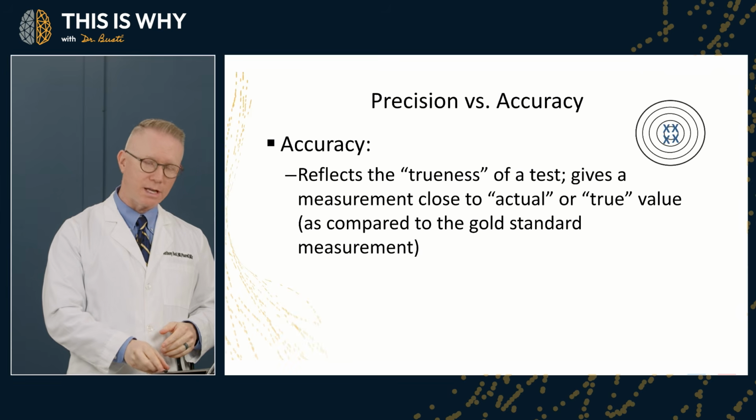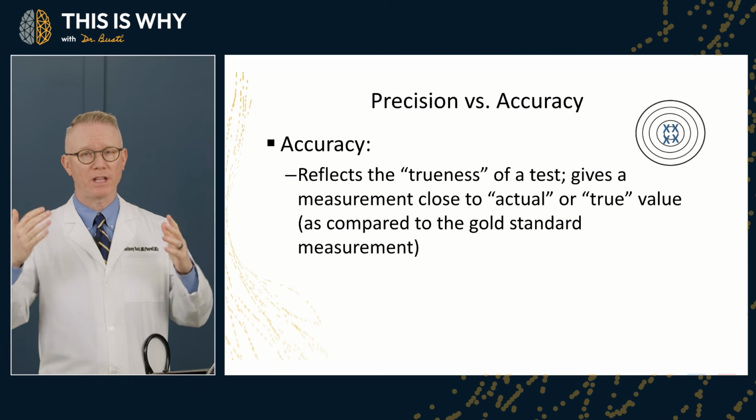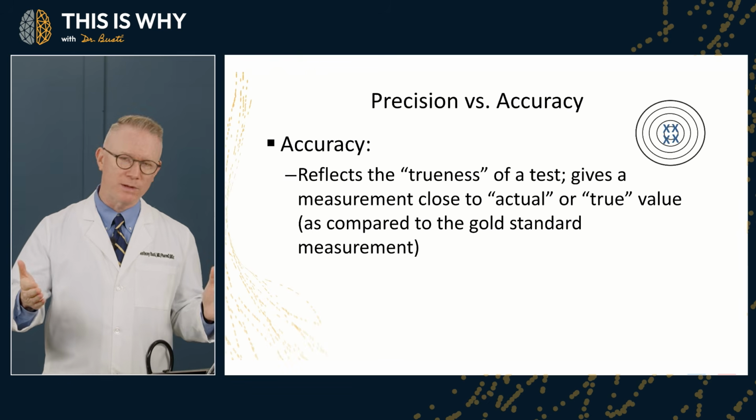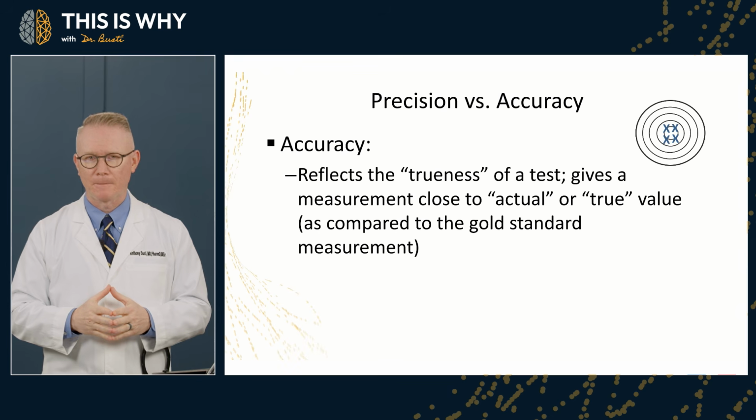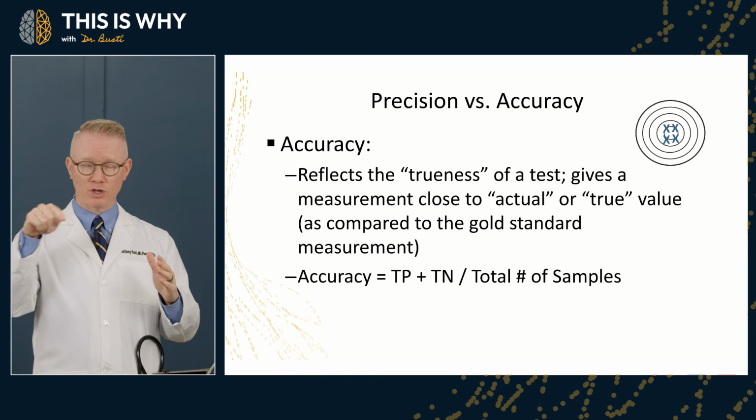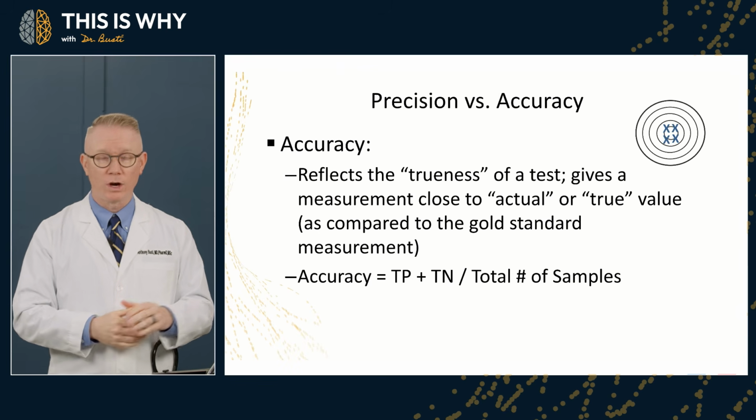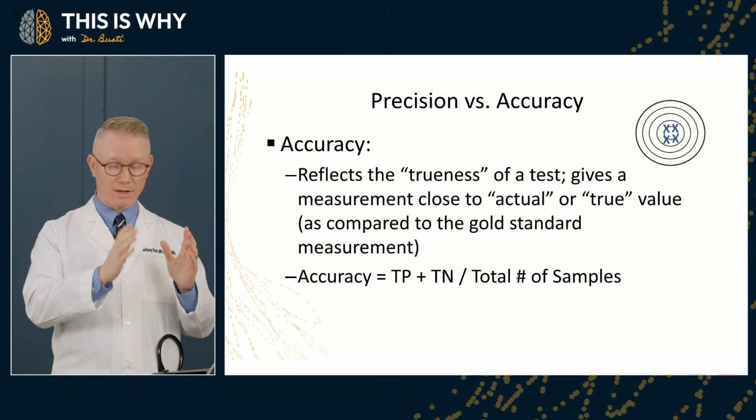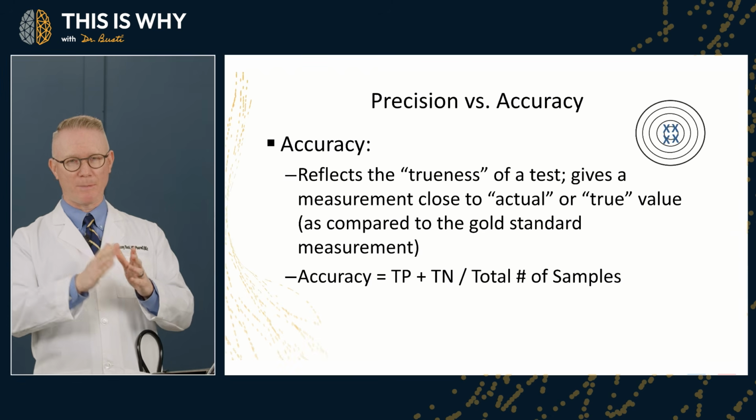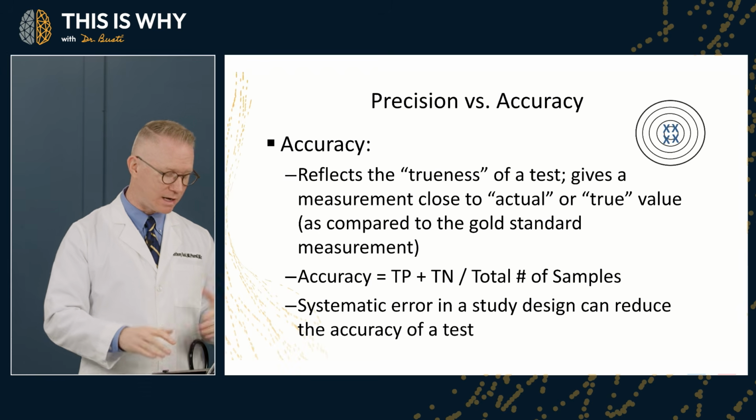What about accuracy? Now this reflects the trueness of the test, how close the measurement is to the actual or true value as compared to the gold standard, or sometimes referred to as the reference standard. Okay, now we do calculate it, and I'm going to show you how to calculate that going back to our 2x2 table for diagnostic tests as it relates to diseases, where the accuracy is calculated by taking the true positives plus the true negatives, and you divide that by the total number in the sample, okay? And again, I'm going to show you that visually here in just a second.